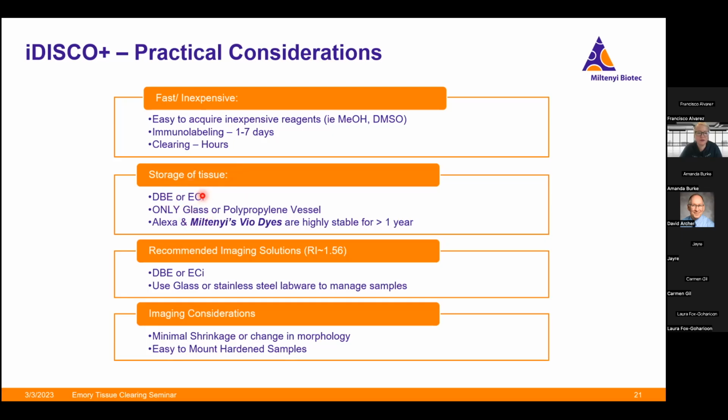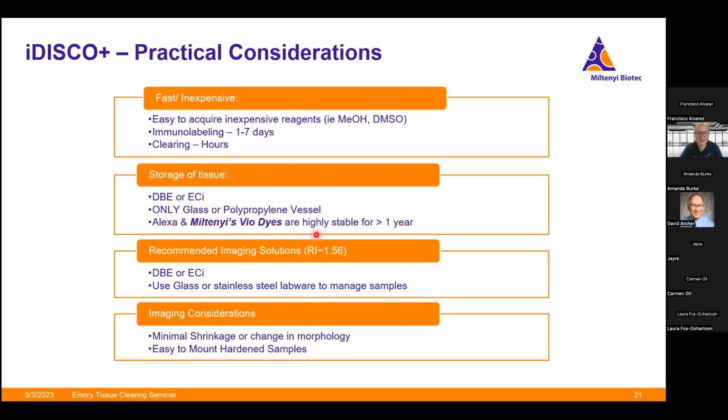With both DBE and ECI, you only want to use glass or polypropylene vessels. ECI is non-toxic, but it still will melt plastics. So a lot of people aren't aware and will store their samples in ECI. I've had this happen for a demo. Somebody sent me their sample in ECI, and by the time it got to me, the entire vessel was eaten up by the ECI. So there was no demo.